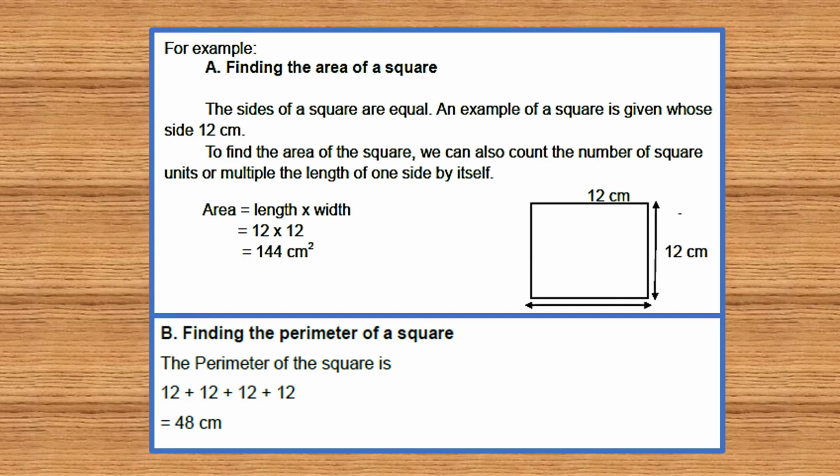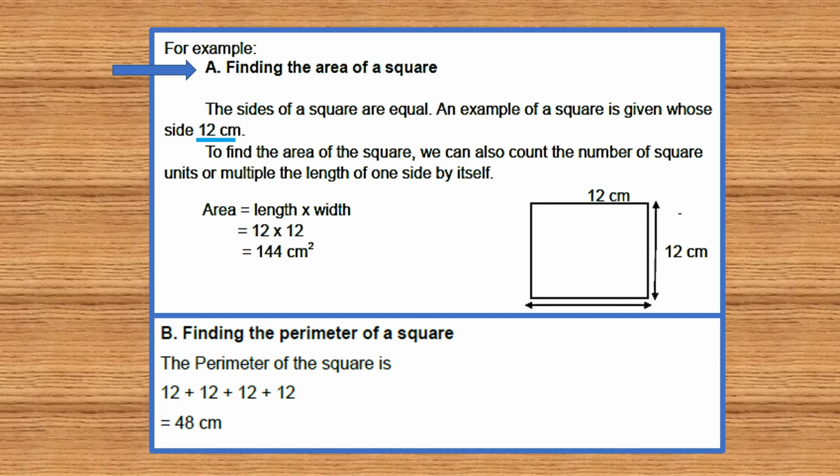For example, for letter A, finding the area of a square. The sides of a square are equal. Again, the sides of a square are equal. An example of a square is given whose side is 12 centimeters. To find the area of a square, we can count the number of square units, or multiply the length of one side by itself.